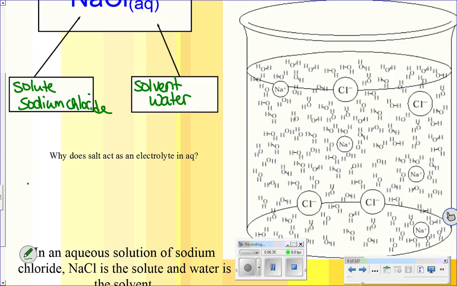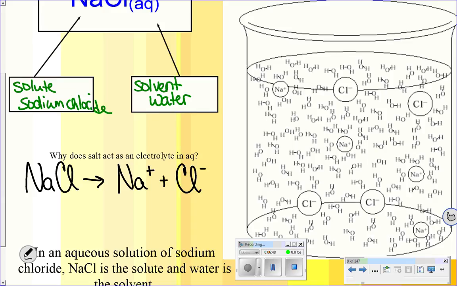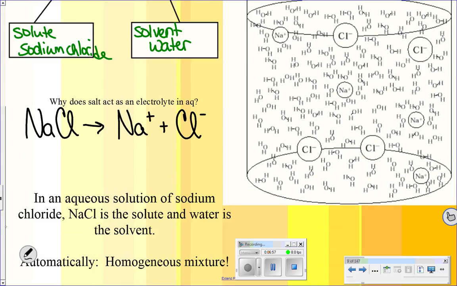The salt itself, when it's put into water, will break apart or dissociate into these two ions, which I've kind of shown in that beaker right there. So then you end up with these charged particles that are floating around. So in an aqueous solution, we have a situation where we now have mobile charged particles that can move around and conduct an electric current.